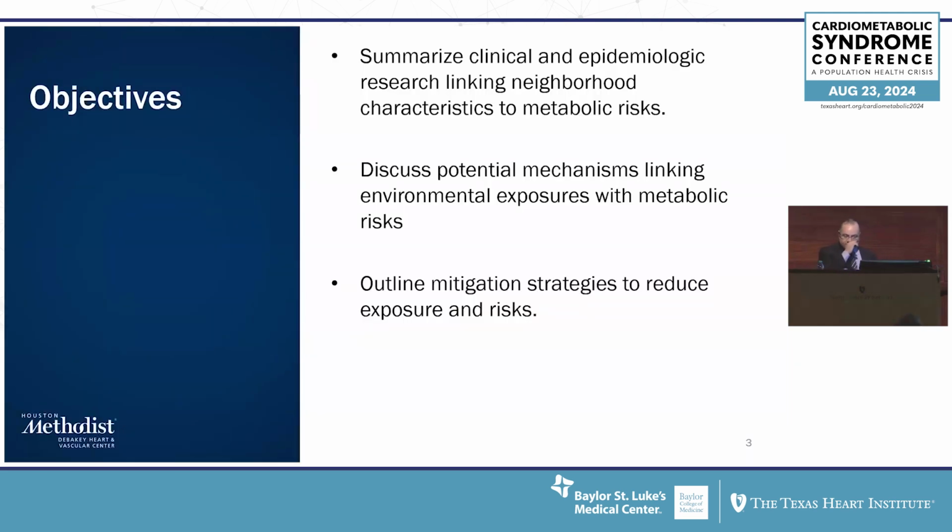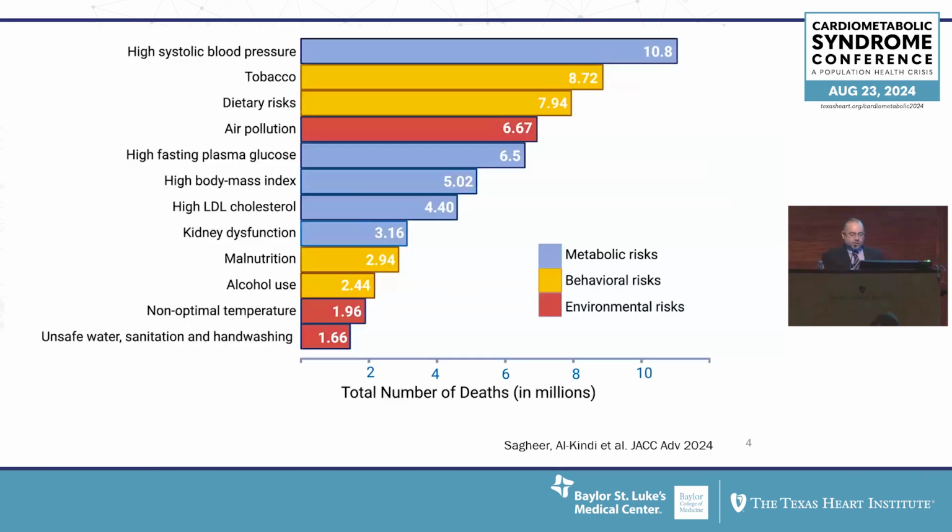So the objectives of my talk will be summarizing the clinical and epidemiologic studies that really link neighborhood characteristics with cardiometabolic risks. We'll touch upon the potential mechanisms that link these two things and outline some mitigation strategies to reduce exposures. So if you look at cardiometabolic disease, or cardiovascular disease in this case, and type 2 diabetes follows suit, look at the Global Burden of Disease study, which is a study that comes out every year that talks about models, basically the modifiable and non-modifiable risk factors.